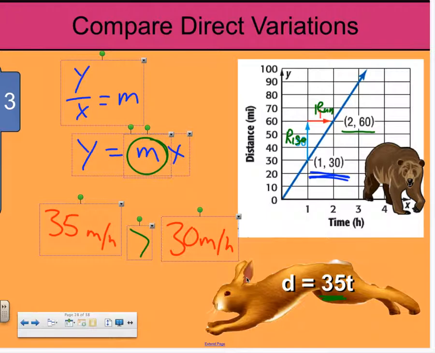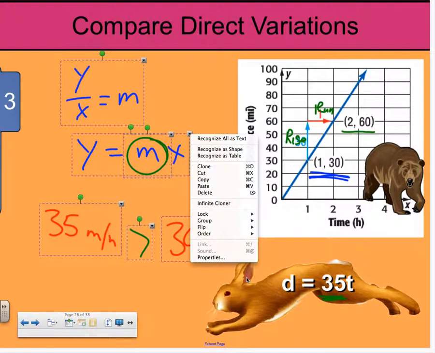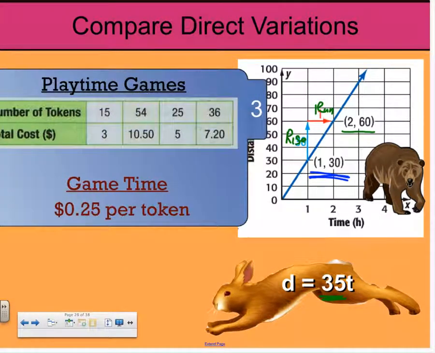So why didn't you just do 60 divided by 2? You could have. That was one of the things that you could have done. Well, 60 divided by 2 is 30, which is how fast the bear runs. The graph represents the bear. The equation represents the rabbit. So we're comparing them. Got it? All right. Good question, Savannah. Let's look at another example.